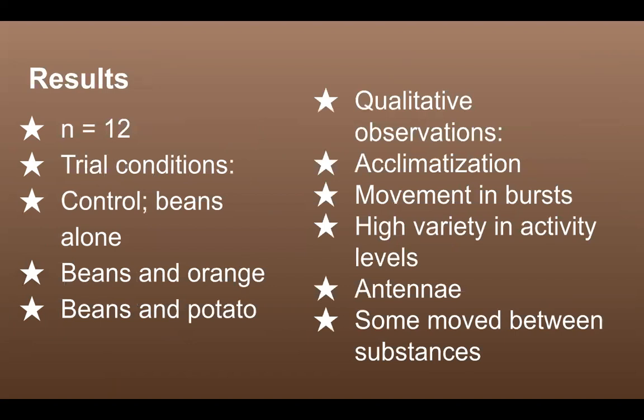To complete our experiment, we made sure that we exposed all 12 of the beetles to each of the 3 trial conditions. So we had 36 trials in total. Our control condition was made to test the frequency of attraction to beans without the interference of another scent. Then we also had the group with orange and potato.